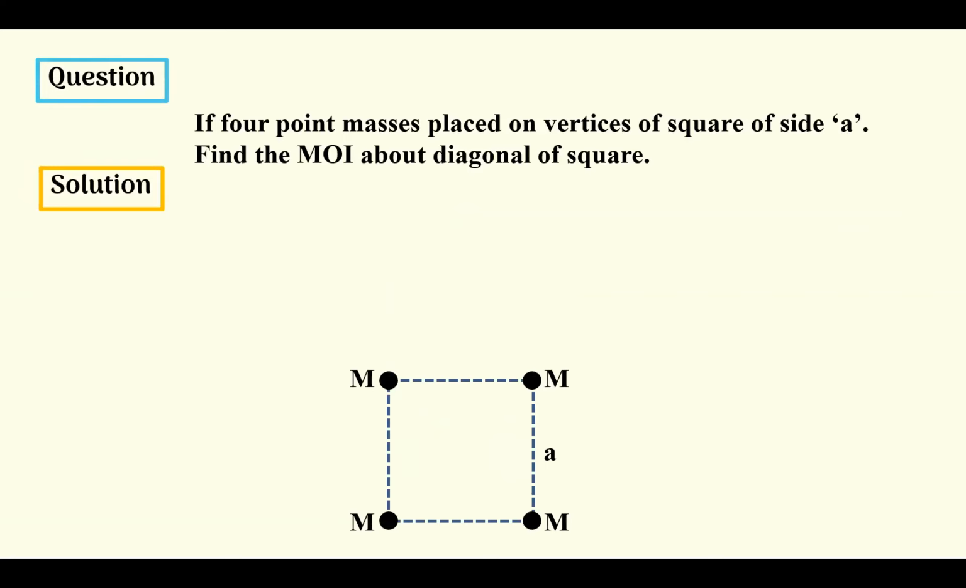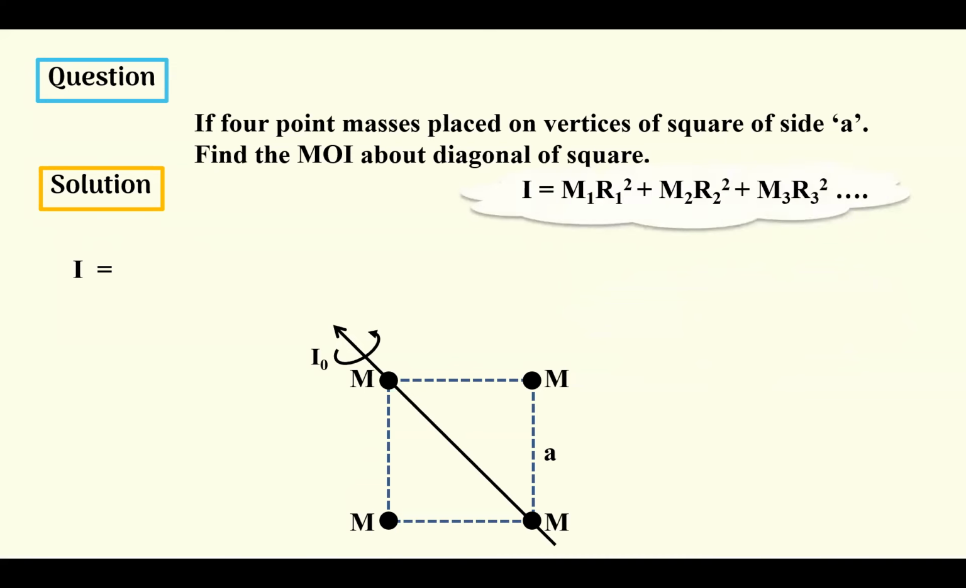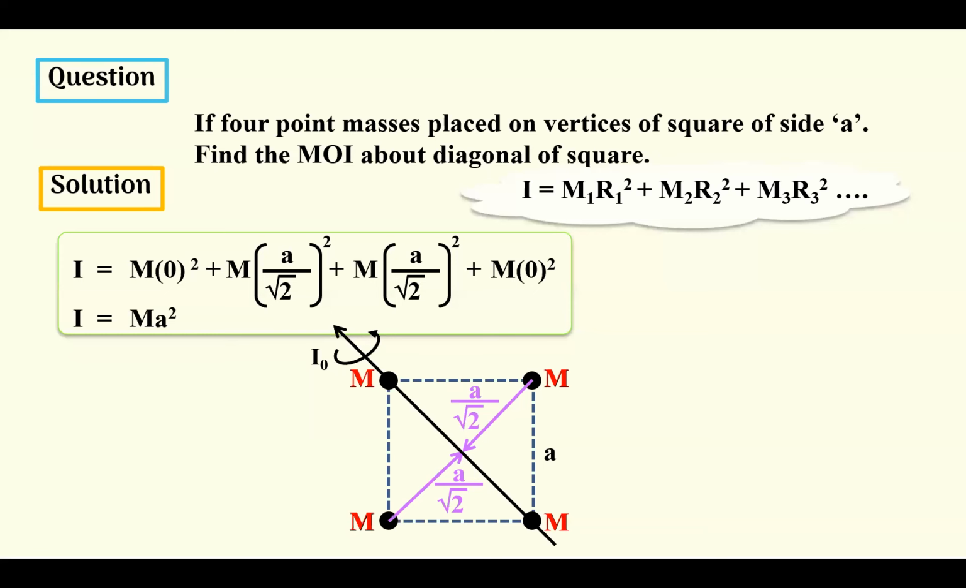Let's see one more question. If four point masses are placed on the vertices of a square of side A, find the moment of inertia about the diagonal of the square. So this is a diagonal over here. You can see along the diagonal, this mass is lying on the axis, so M into 0 square. The second mass over here has a distance from the axis which, if I see that right angle triangle, is A upon root 2. So M into A upon root 2 square. The third mass again will be at a distance of A by root 2, so M into A by root 2 square. And the fourth one is again on the axis, so M into 0 square. If I add these, the total moment of inertia of this entire system about the axis passing through the diagonal will be MA square. So I hope you are very clear with this sum.